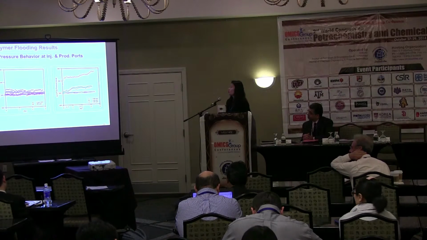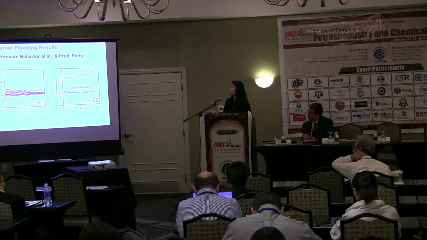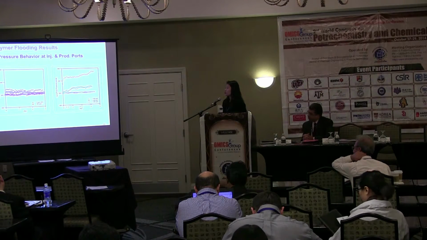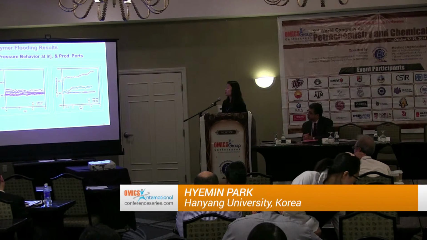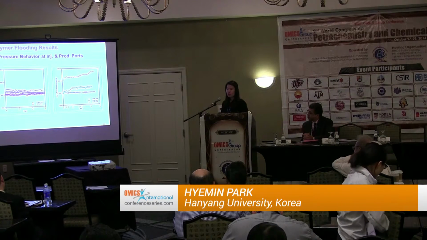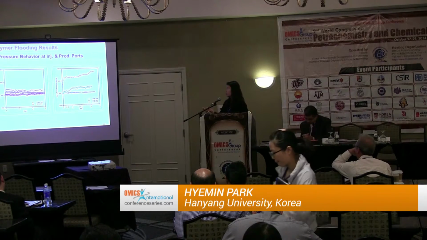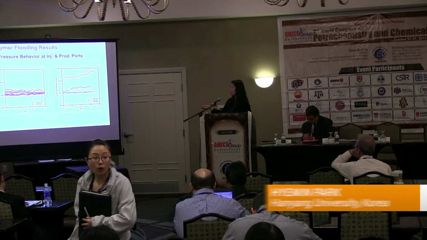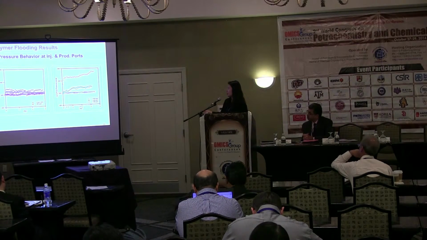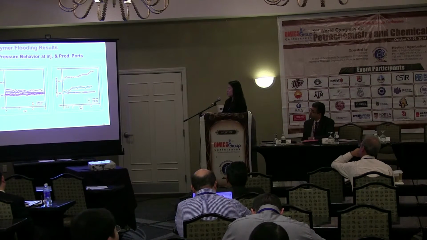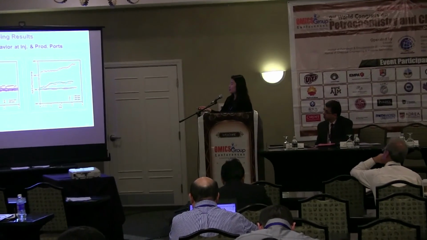If you see here, this is the pressure behavior at injection and production ports. The lower line shows the production pressure, which we set to 300 psig, and the upper line is the injection pressure changing by the polymer solution injection. If you see the case of the 1,500 ppm case, the injection pressure abruptly increased to more than 60 psig at the early time of injection, and then maintained for a while. And at 1.8 PVI, it increased again to more than 20 psig, and then maintained.